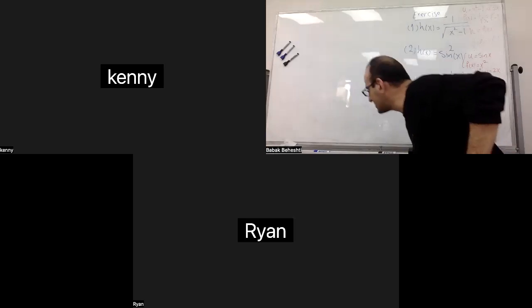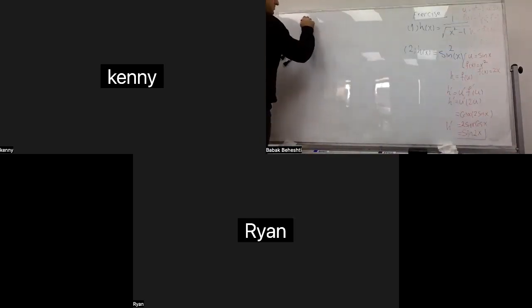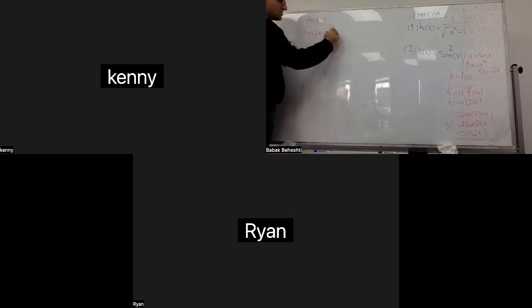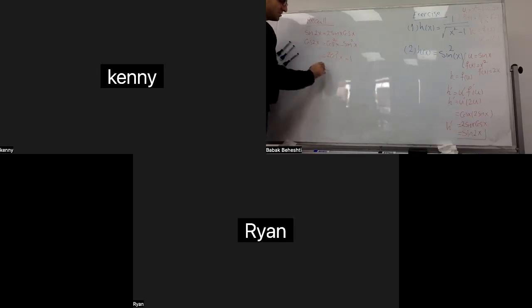Trig identities, recall. It's not related to our discussion, it's not related to derivatives. It's just grade 11 and advanced functions. So sine of 2x is 2 times sine x cos x. Cos 2x is cos square x minus sine square x. And this is equal to 2 times cos square x minus 1, and it's equal to 1 minus 2 times sine square x.